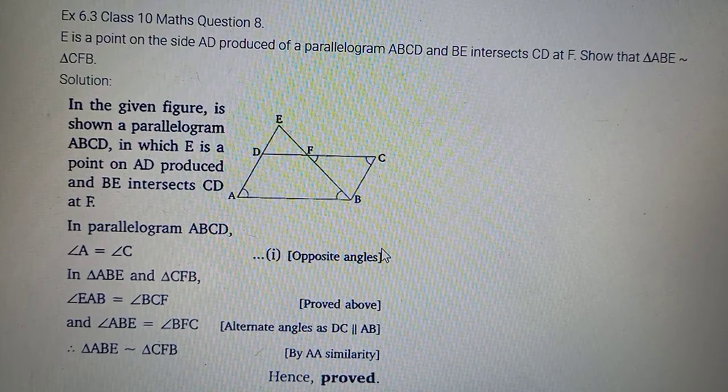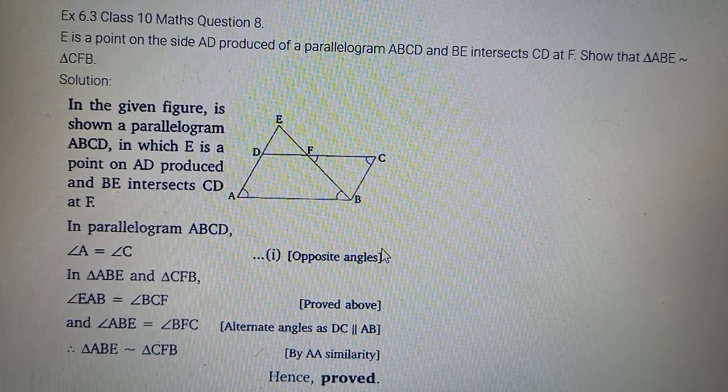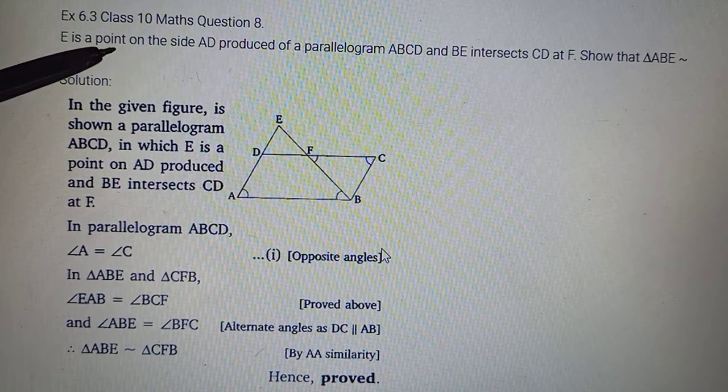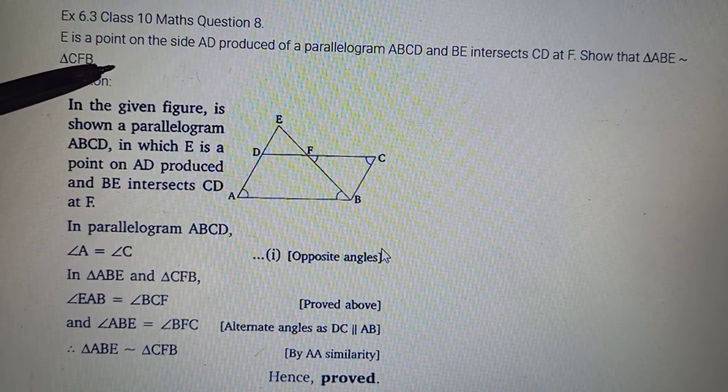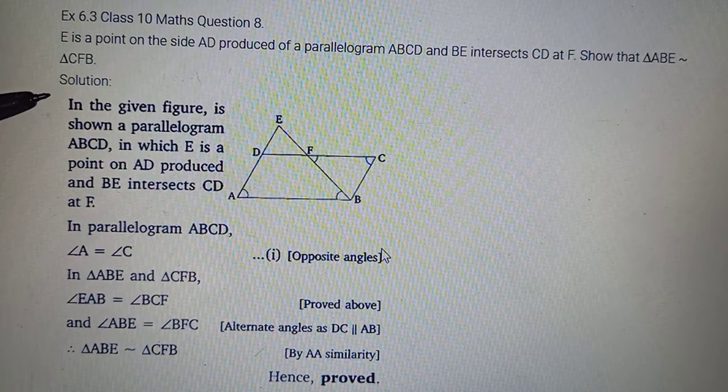We will have to draw it. Okay, so first let's read the question. E is a point on side AD produced of a parallelogram ABCD and BE then intersects CD at F, then you have to show that these triangles ABE and CFB being formed are going to be similar.